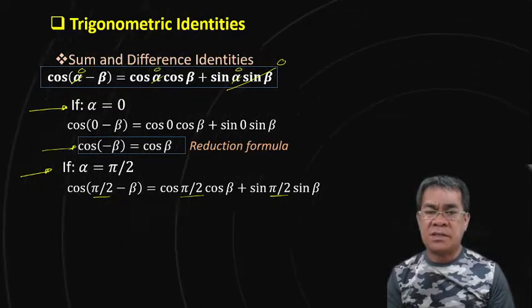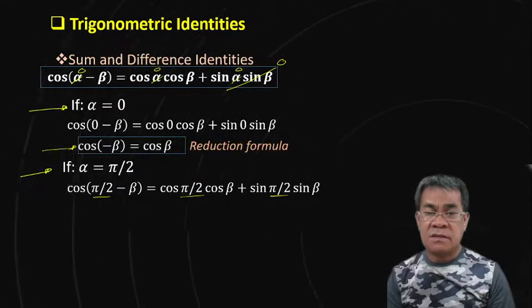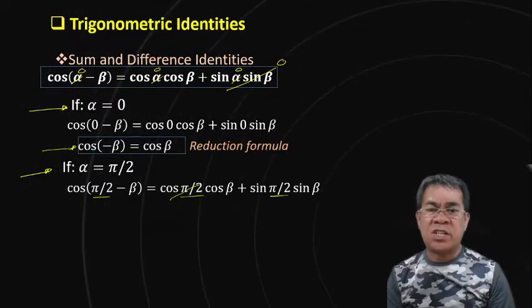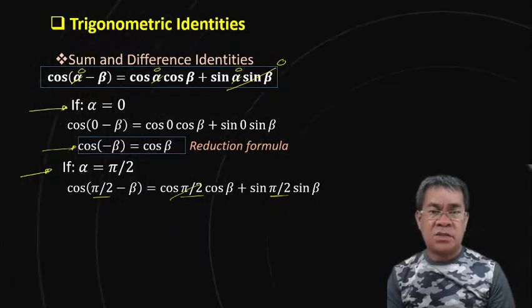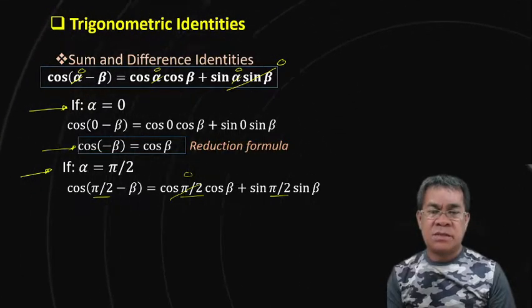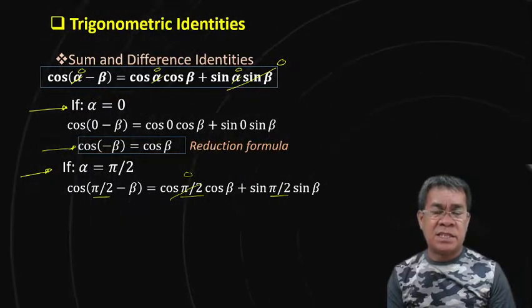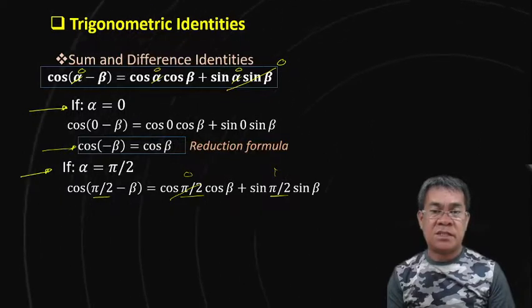Now what will happen is the cosine of pi over 2 is 0. Okay? So recall in your previous video, this is the cosine of 90 degrees. Or if you use the calculator in degree mode, the cosine of 90 is 0. Which means that cosine 0 times cosine of beta, this term becomes eliminated. But the sine of 90, this pi over 2, is 1. So this is 1, and this term becomes sine beta.